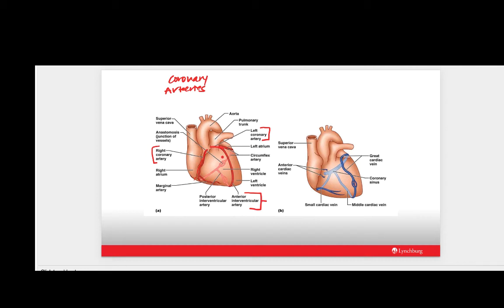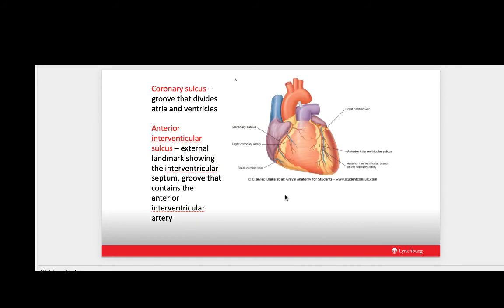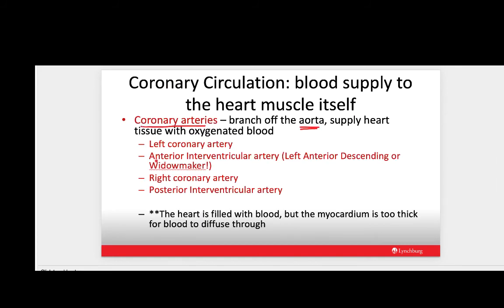Anterior interventricular. Anterior means it's on the front of the heart, and interventricular means it's traveling in the interventricular sulcus between the two ventricles. This artery is also called the left anterior descending. I've got this here: the anterior interventricular artery, also known as the LAD, the left anterior descending, also known as the widowmaker, which sounds pretty ominous.